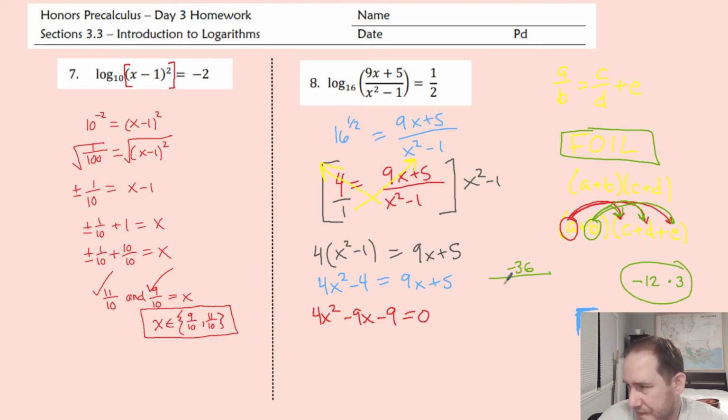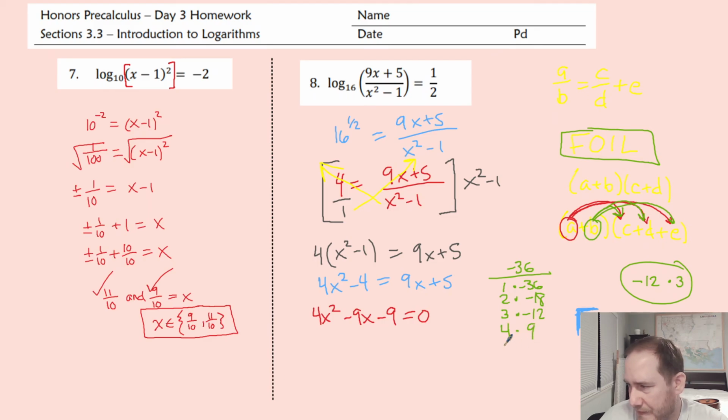But if you don't see it, then you just start at 1. You go 1 and 36 with a negative 36. That's not 9. You go 2 and negative 18. That's 16, not 9. You go 3 and 12, negative 12. Oh, that's 9. So you've got your pair now.